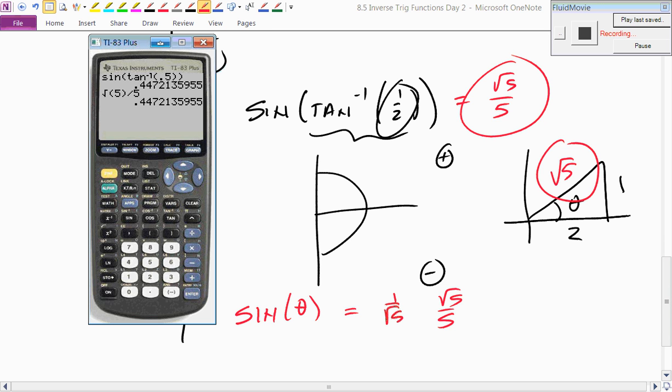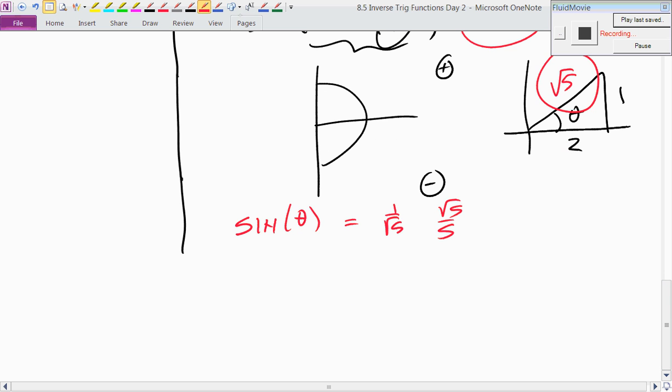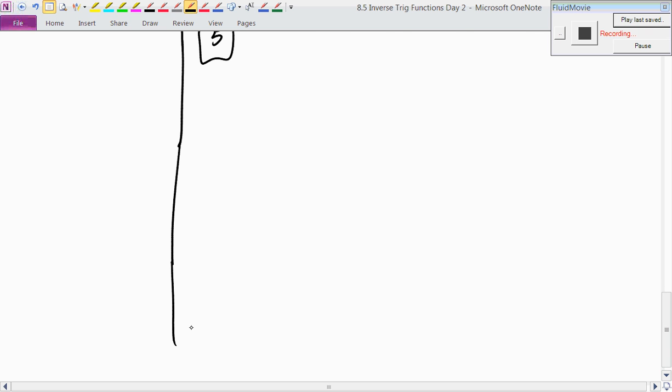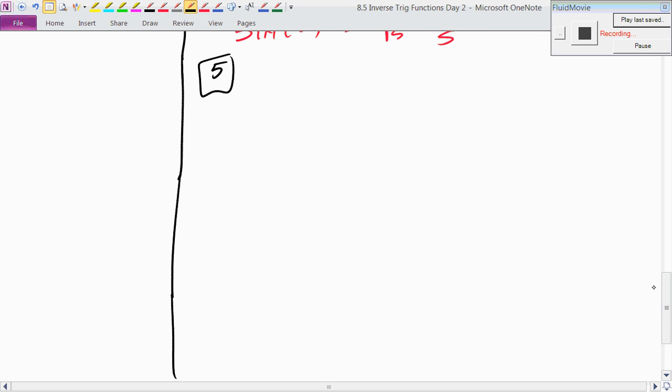Okay. Please try this one on your own, okay? See if you can find the exact value, the directions are still the same, of this gnarly thing that I'm going to give right here. How about this? How about the cosine of the inverse sine of, I can't even read my writing, is that -1/3? You guys did great.